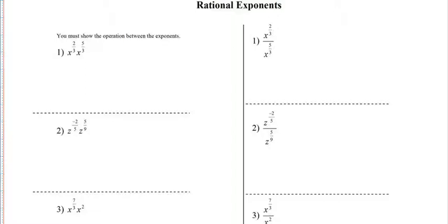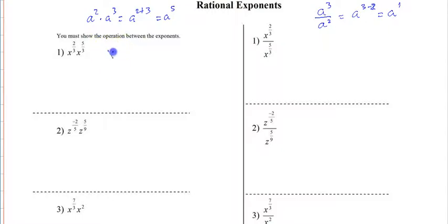This is multiplying and dividing rational exponents. So the rules for multiplying still apply. If you have a squared times a cubed, you get a to the 2 plus 3, which is a to the 5. You add them. And the rule for division: if you have a cubed over a squared, this would be a to the 3 minus 2, which is a to the 1. You subtract them. So if you're dividing, you subtract. If you're multiplying, you add.